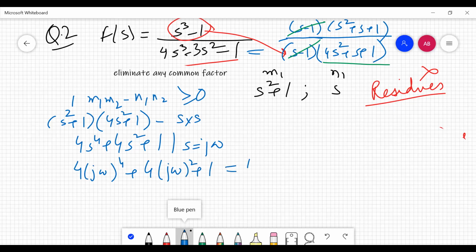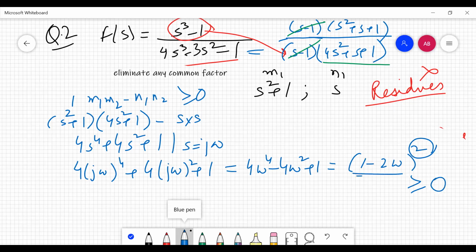So here I am going to get my 4 omega 4 minus 4 omega square plus 1, and this I can just write as this thing. Whenever there is a square term, you all know that all the values that are going to come are going to be positive. So that means this function is going to produce all the values that will be greater than or equal to 0. Hence this function is a positive real function.